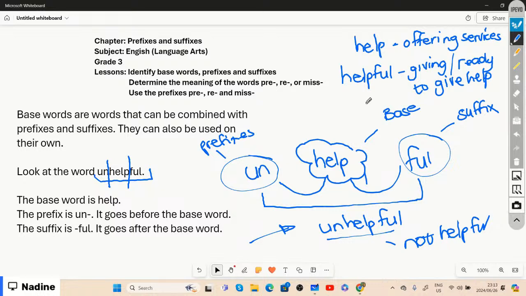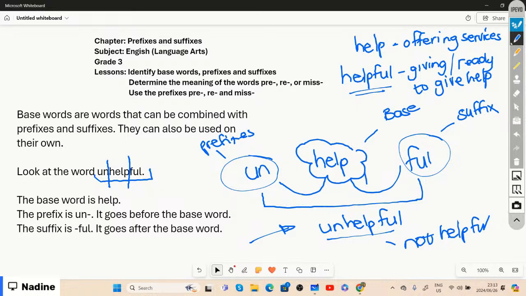But when you're being helpful, then it means that you are ready to give help. You are giving your help. You're giving your services to someone. You are helping older people cross the road. You're helping your family, your siblings, your friend. You're offering to help your teacher with something. That is you being helpful.